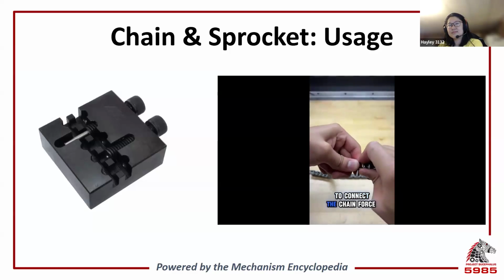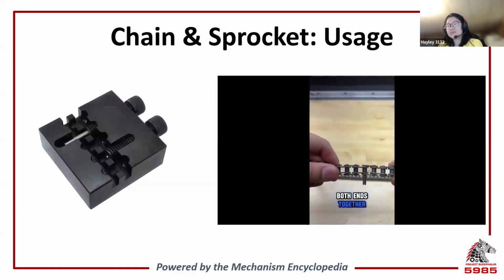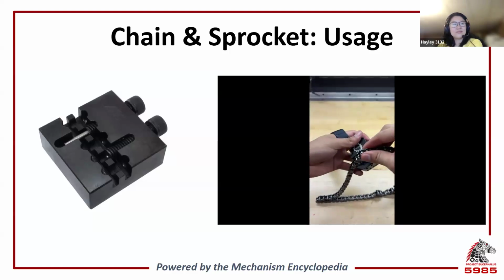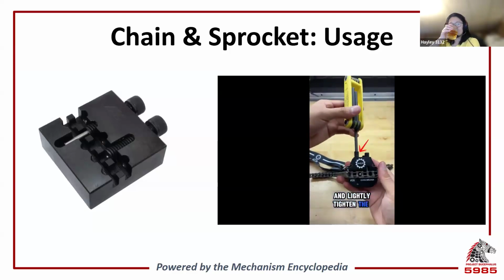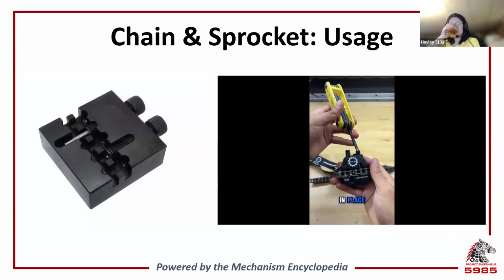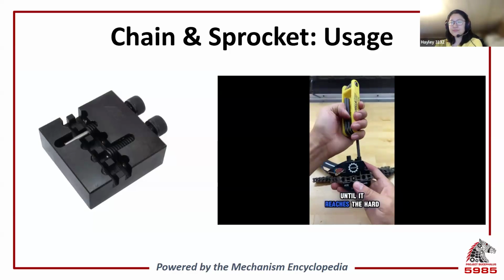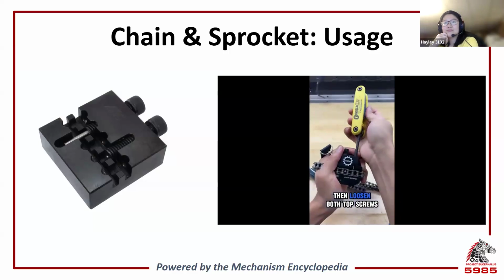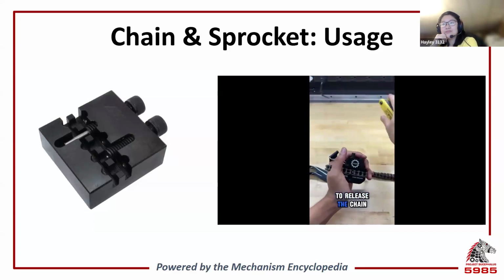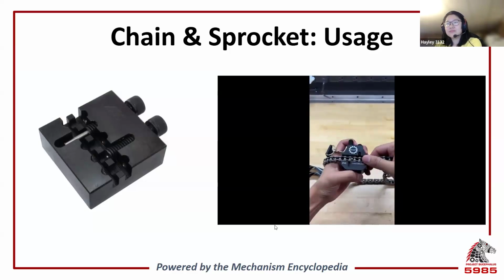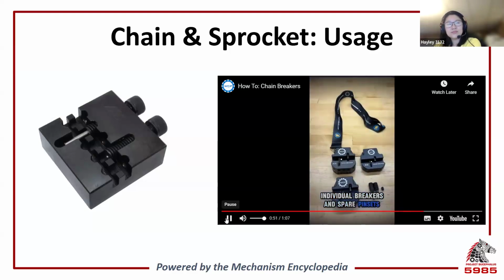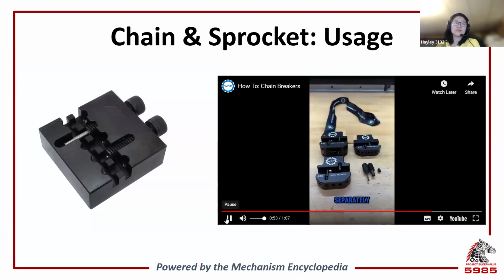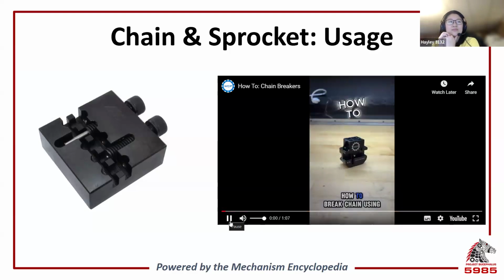To connect the chain, force both ends together. Place the chain with the loose pin under the cup screw and lightly tighten the pin screw to secure the chain in place. Tighten the cup screw until it reaches the hard stop. Then loosen both top screws to release the chain. Individual breakers and spare pin sets are available to order separately.